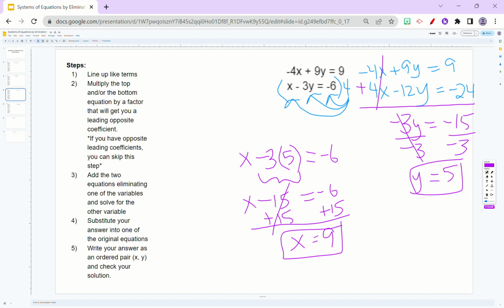So write your answer as an ordered pair, x comma y. So our ordered pair is 9, 5.